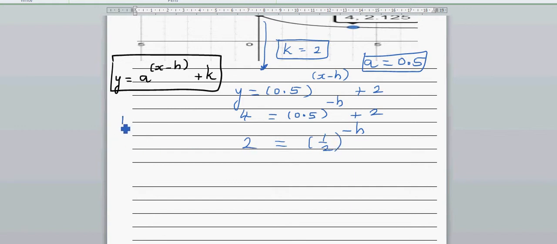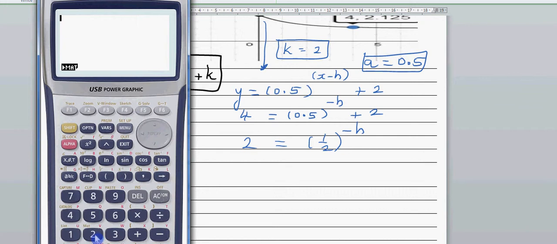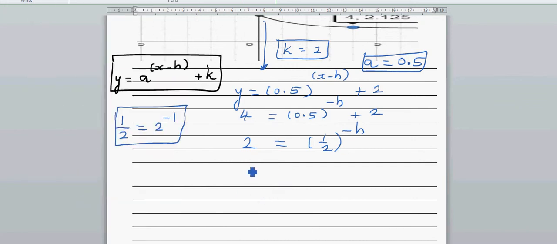So let me again explain this, a bit of algebra or numbers. Half is same as 2 to the power of negative 1, or 0.5 is 2 to the power of negative 1. So let me show you that. So if you go 2 raised to negative 1 is 0.5, which is half. So I'm going to write this as 2 to the power 1 is equal to 2 to the power negative 1 raised to negative h. So now you've got power of power. You have to multiply the power. So this is 2 to the power h. So this means h should be 1.